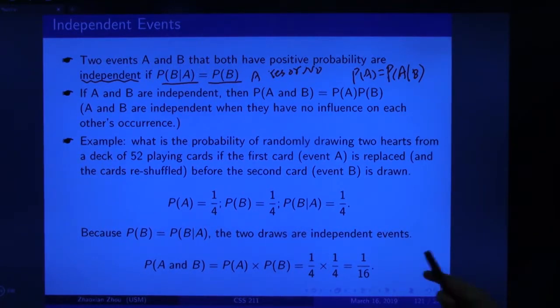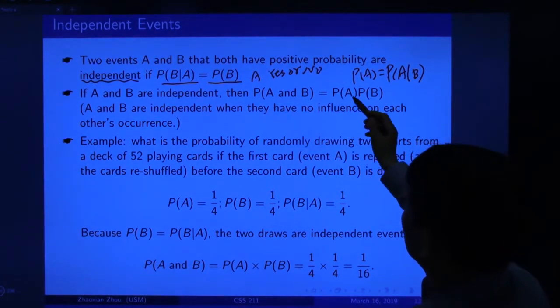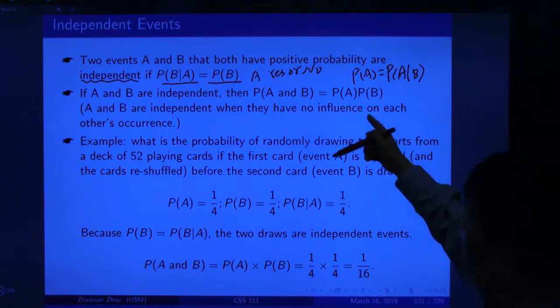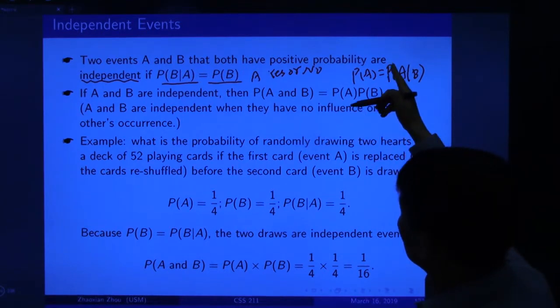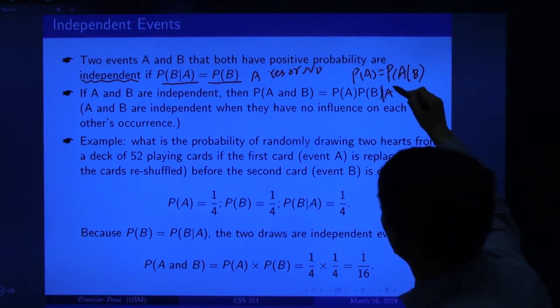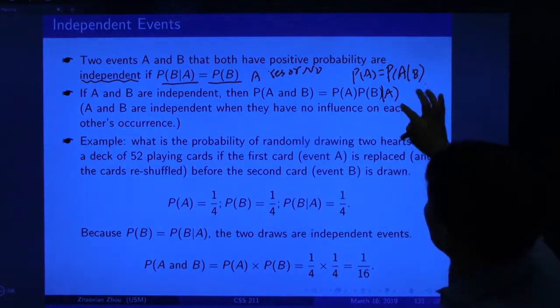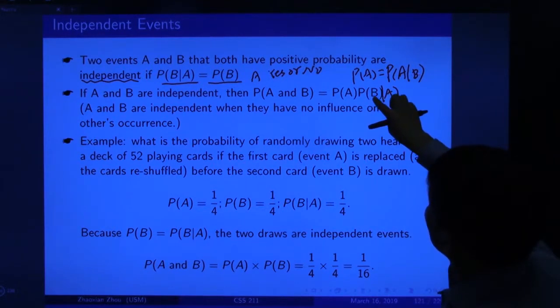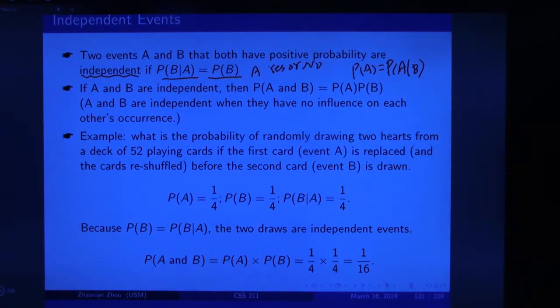On the opposite, if A and B are independent, then P(A and B) will be equal to P(A) times P(B). We know this from before, but here, in general, we said P(A and B) equals P(A) times P(B|A). This is the general rule. But if they are independent, that means P(B|A) will be equal to P(B), so this part will be gone. We just remove this one. The physical meaning is that A and B are independent when they have no influence on each other's occurrence.